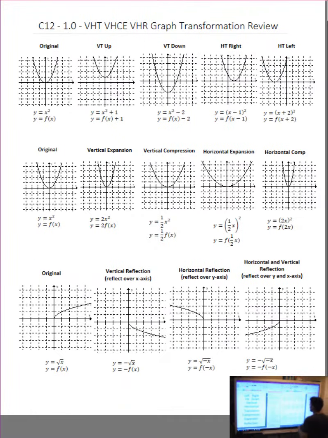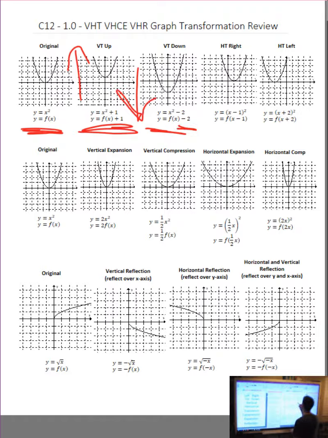So we're going to see graphs like y equals x squared, and we're going to see that graph go up 1, and the equation's going to be x squared plus 1. We're going to see a little bit more into theory a little bit later in the notes where these equations come from, and then we can go down 2 by having a minus 2 over here, and right 1 when we have an x minus 1 inside the brackets, and left 2 when we have an x plus 2 inside the brackets.